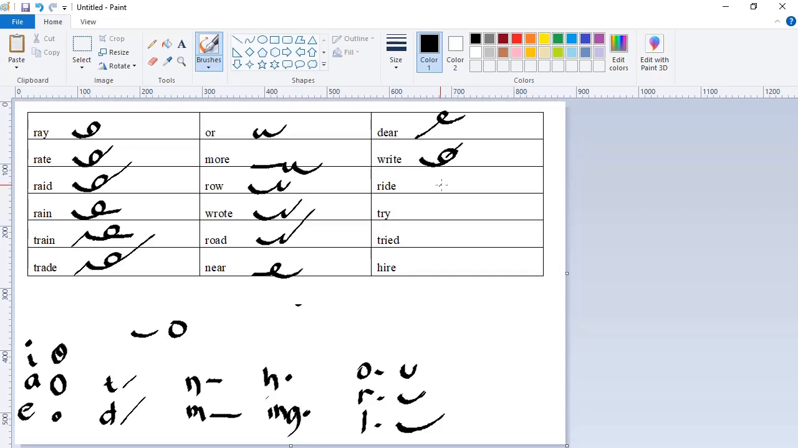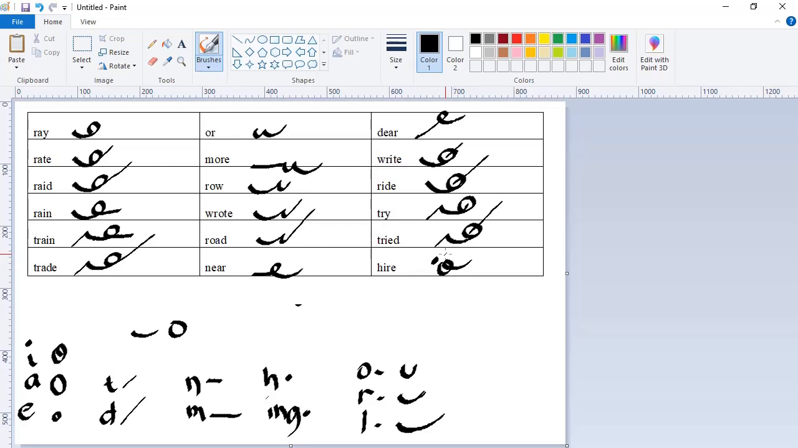Right. Next, ride. So we have R, and then we have I, and then we have D. Ride. Try. We have T, R, and then we have I for try. Next, tried. We have T, we have R, we have I. We go up for letter D. Tried. Higher. Lastly, for the R sound, we have higher. I, R, and then we have the H.